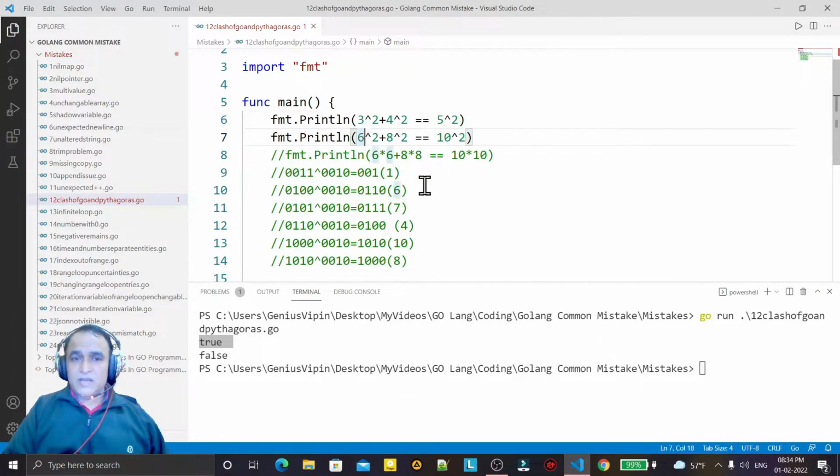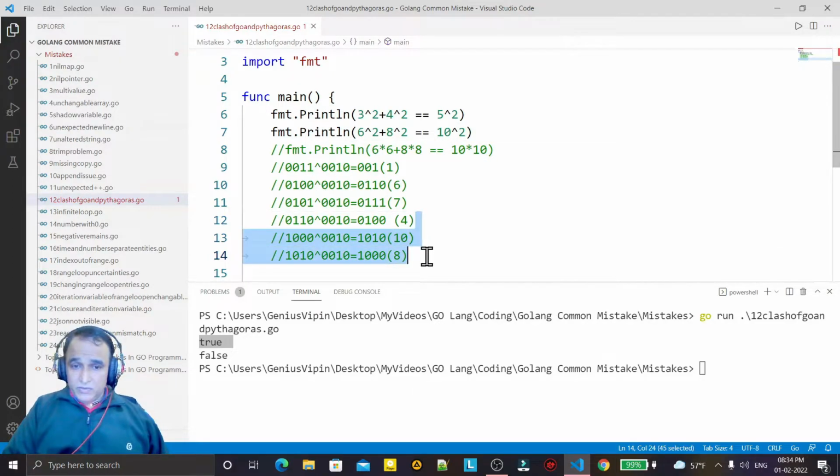But in the case of the second, we have 6 and 2, we get 4, 8 and 2, we get 10, 10 and 2, we get 8. That's why it is not equal. So we have a false.